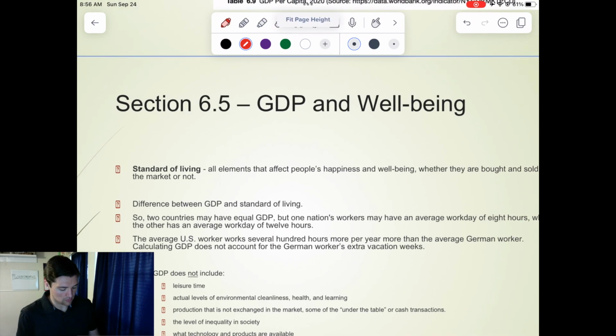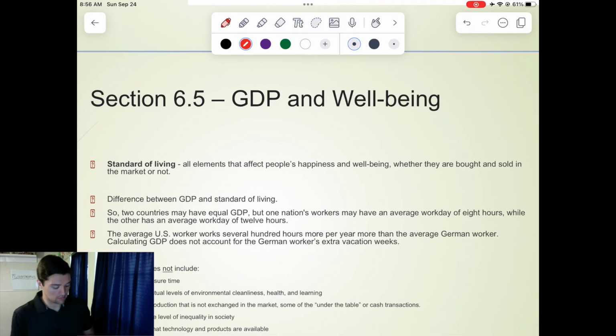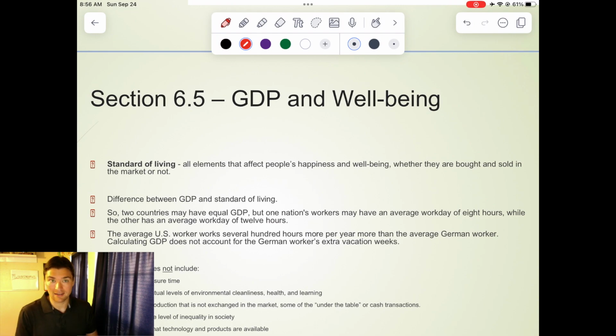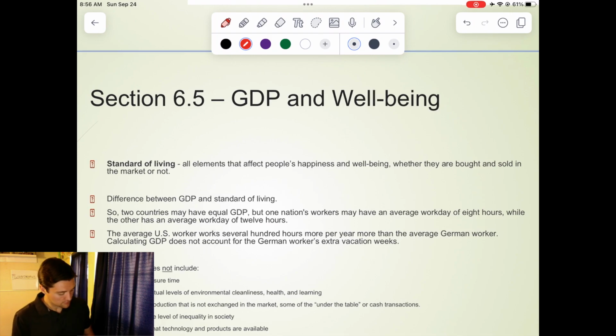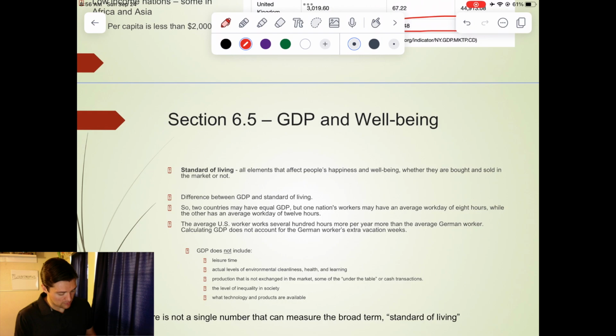So, in terms of standard of living, which is all the elements that affect a person's happiness and well-being, whether they're bought and sold in the market or not, okay? That's the standard of living. GDP only measures the production. It doesn't measure everything else. So in terms of standard of living, it is really hard to just say, oh, high GDP, high standard of living. And the issue here is because GDP does not include a couple things.